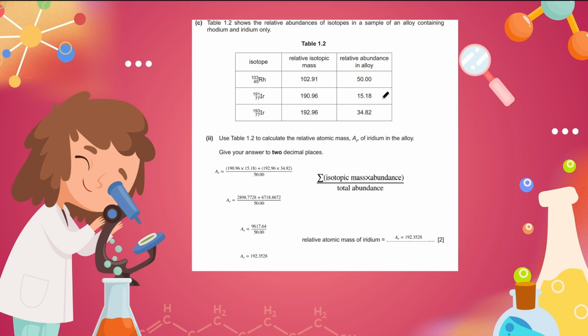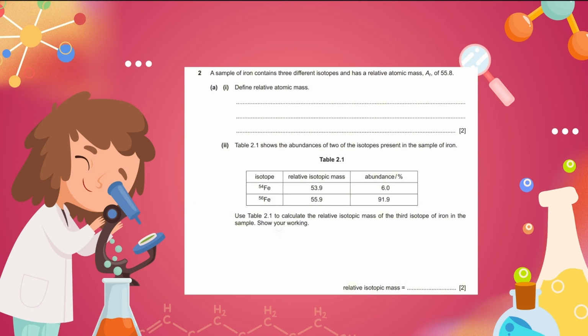Just total abundance, which is 15.18 plus 34.82, making it 50. And we just make it like this. I start with isotopic mass and abundance, just times it by this. And then we can find the Ar, which is the total Ar, this, 192.3528, but it's only two decimal places, so just until the five. Or we can just actually make it as 1.92 times 10 to the power of 2.